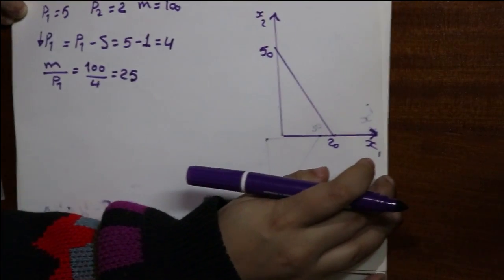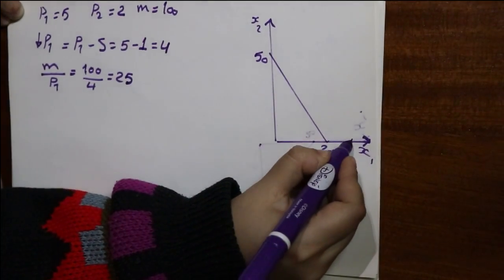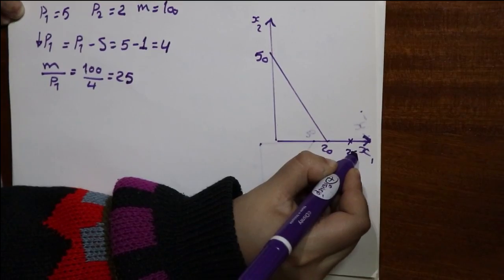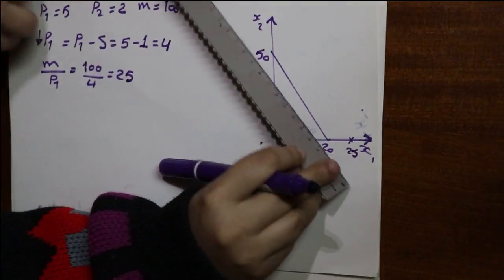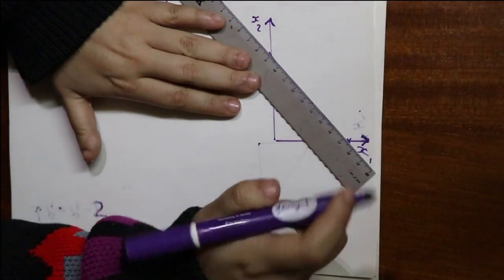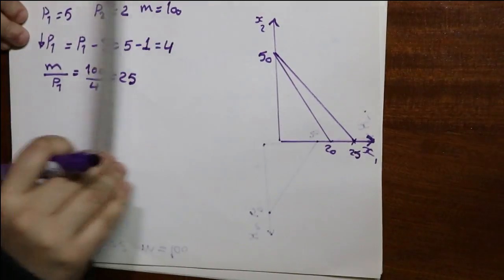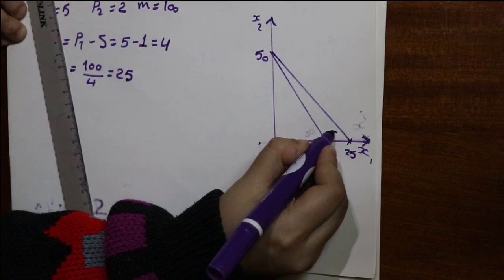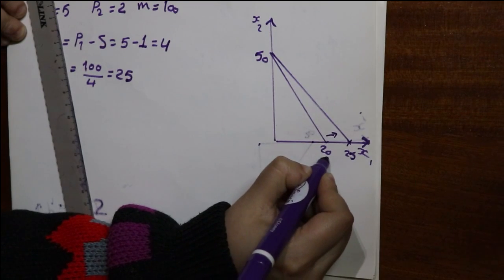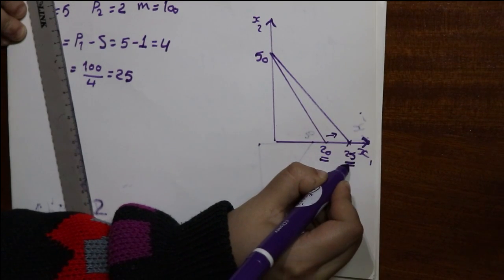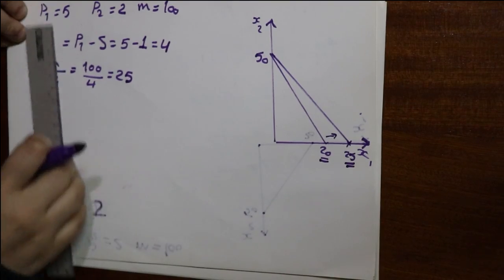So we will set the point on the horizontal line of x1, 25, and draw the new budget line. The quantity of x1 increases from 20 to 25.